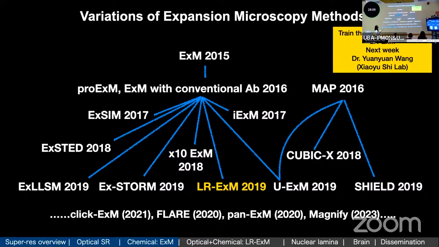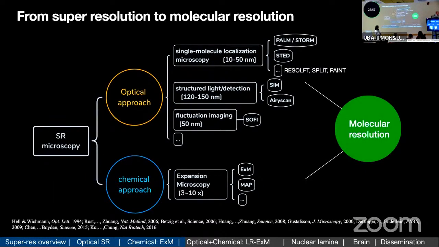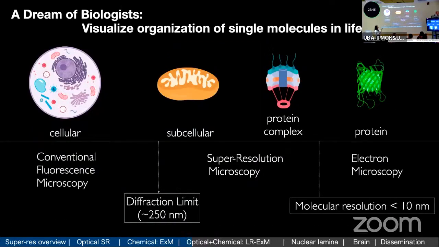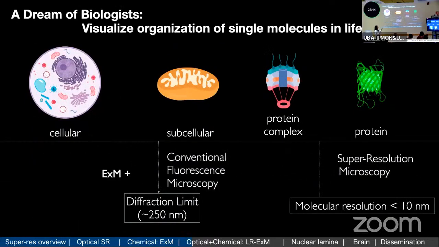Next, I'm going to unfold LR expansion microscopy to tell you why it's necessary to develop such a protocol and what it's good for. Our goal is to combine the optical approach with the chemical approach to achieve molecular resolution. We thought it's just a simple combination, but if we achieve the resolution, then we don't need electron microscopy anymore. Oh, well, that's just a joke.